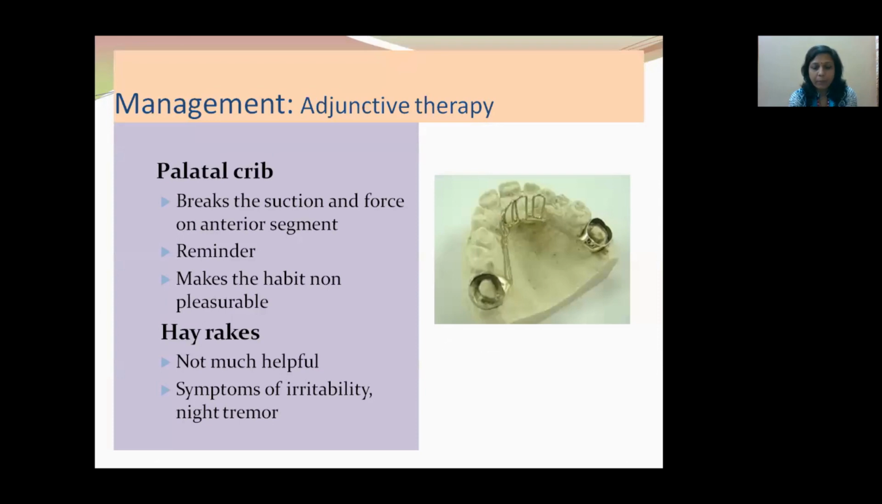Adjunctive therapy may include the placement of the palatal crib. It breaks the suction and force of an anterior segment. It also acts as a reminder therapy and makes the habit non-pleasurable for the child. Hair rakes can be used, but they are not of much use because of irritability and night tremor.